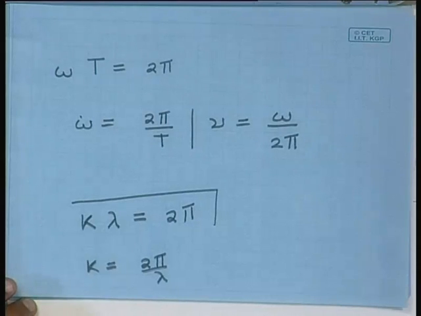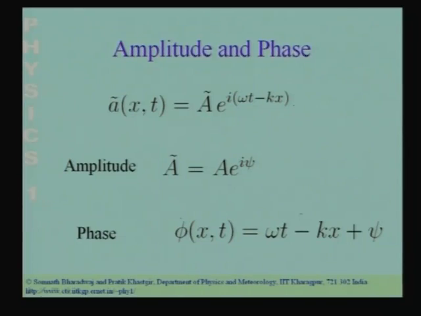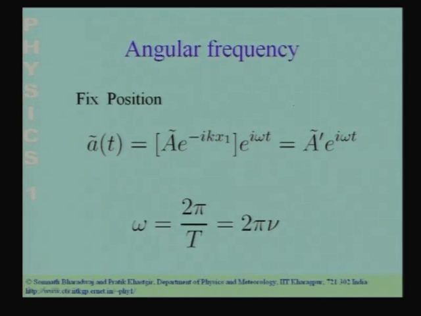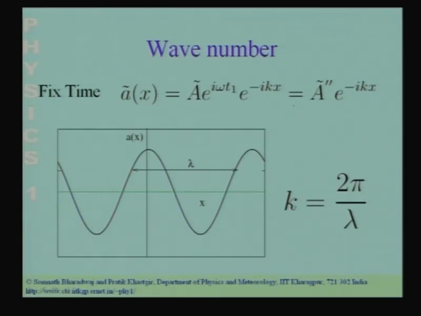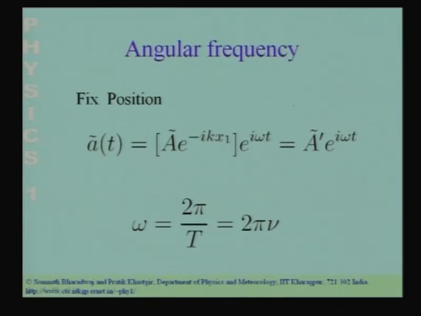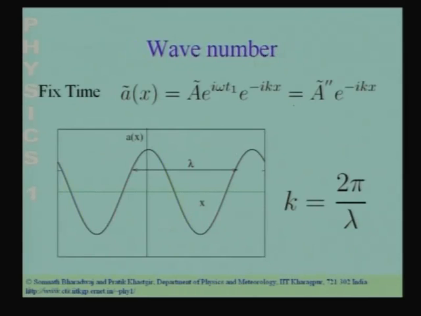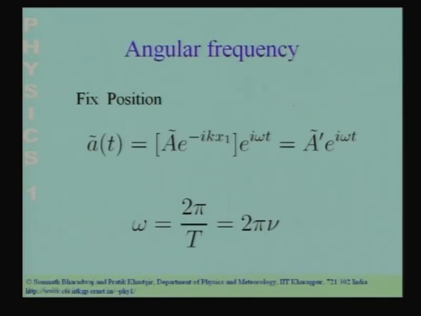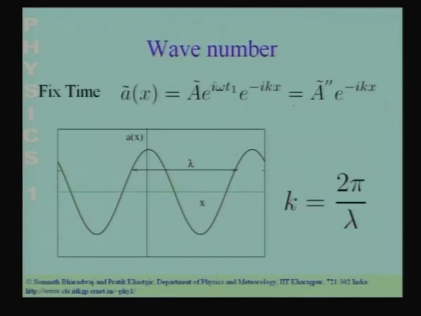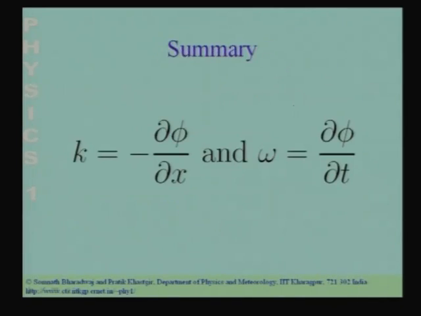So, we have now individually studied the behavior of the wave. We first studied if I fix the position, how does it depend on time. We then studied what happens if we fix the time and look at the variation with position. Corresponding to this, we got the angular frequency, and corresponding to this we got the wave number.